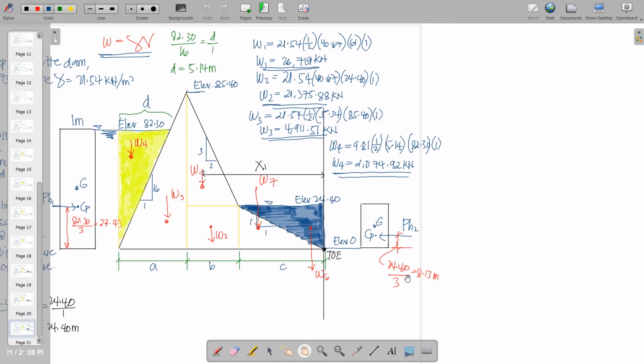So moving on to W5, I think we have skipped W5, so we have W6. W6 is the weight of this water. Of course, W6 is 9.81 times 1/2 times 24.4 times 24.4 times 1 to make it volume. So it will yield 2,920.24 kilonewton.